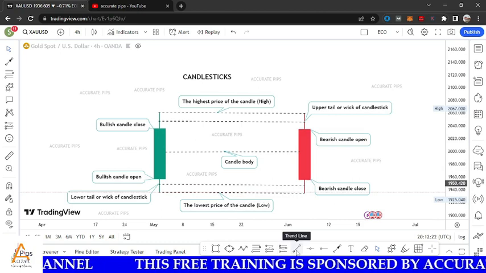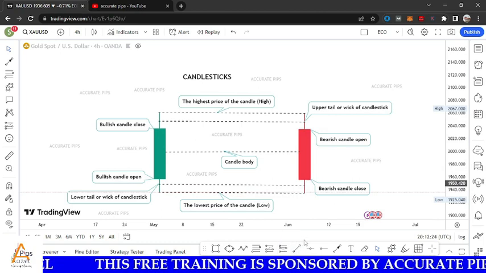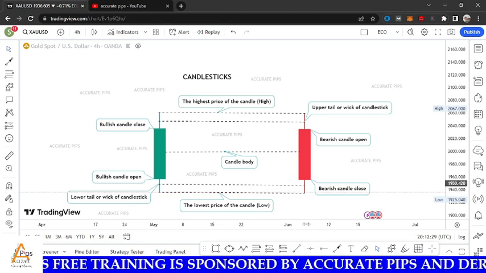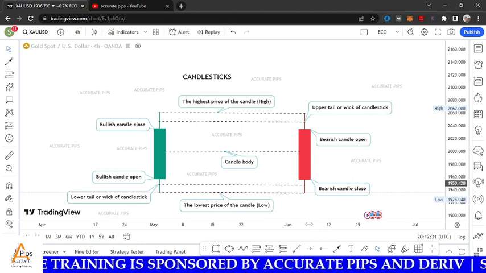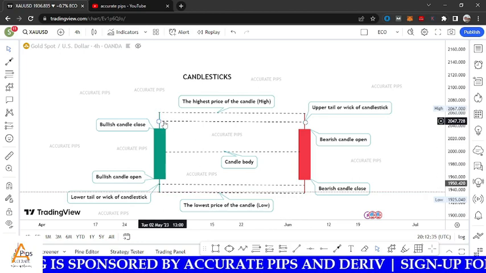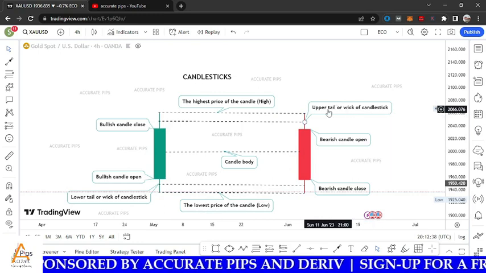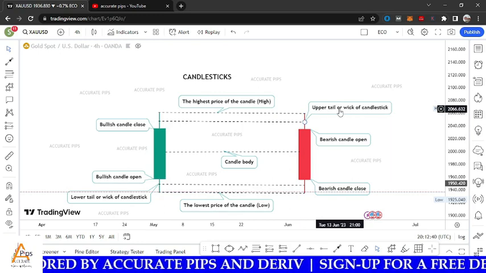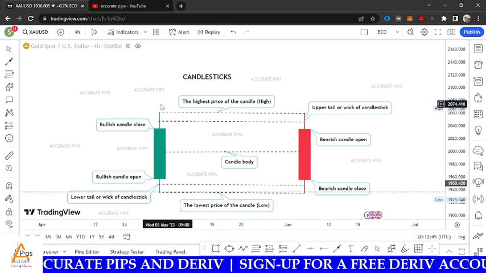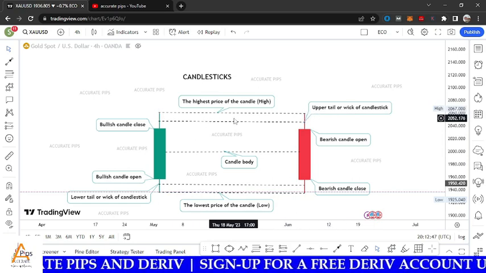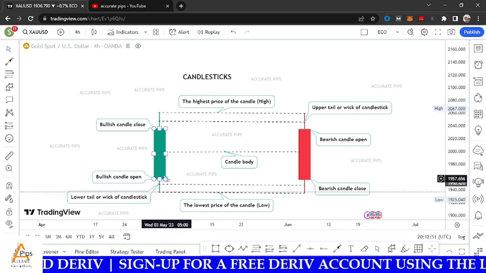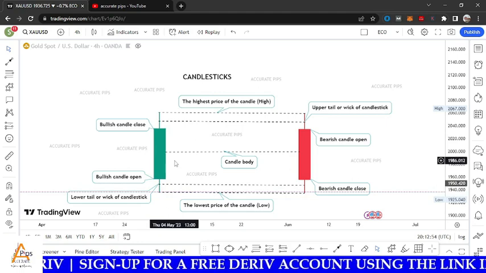But when we take the highest price and the lowest price for the same period of that candlestick, this is shown by the shadows on top and bottom. The shadow is another name for the tail. So the upper tail or wick is also known as the upper shadow. The very top of it shows the highest price, and the very low of it shows the lowest price of the candlestick.